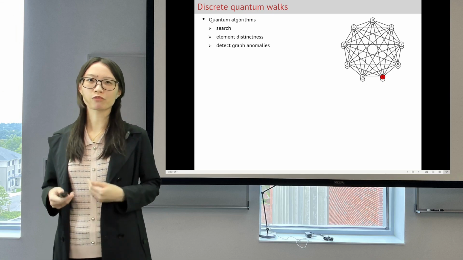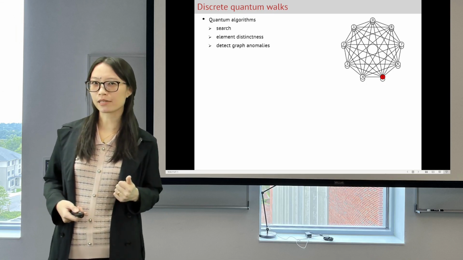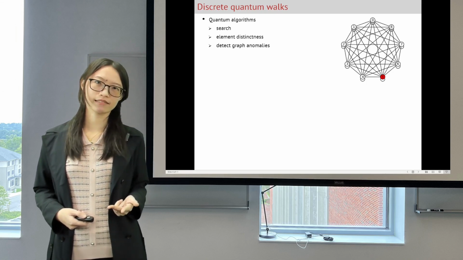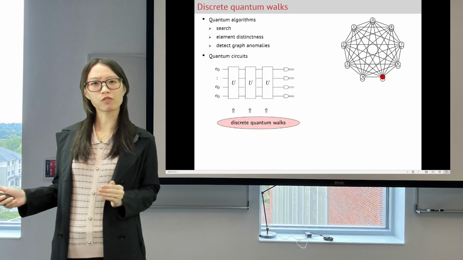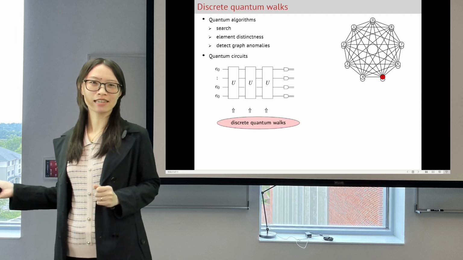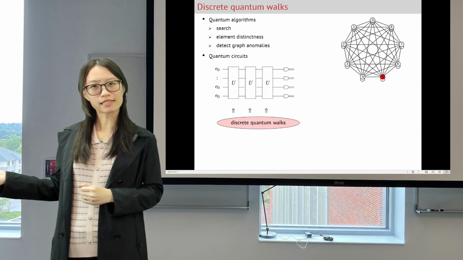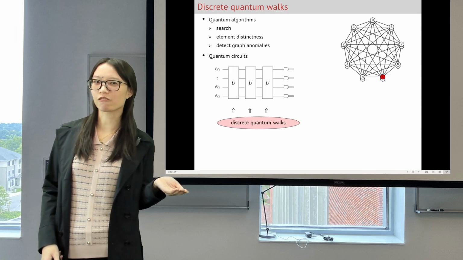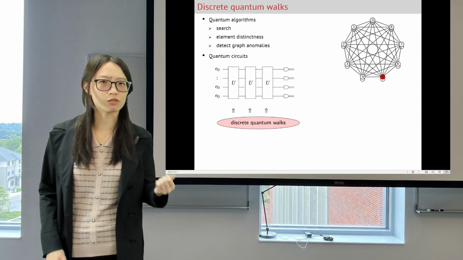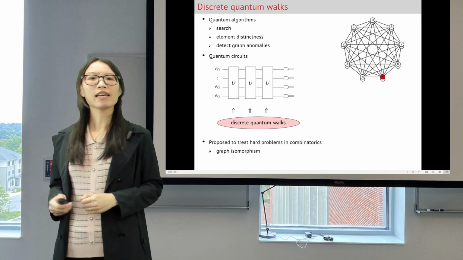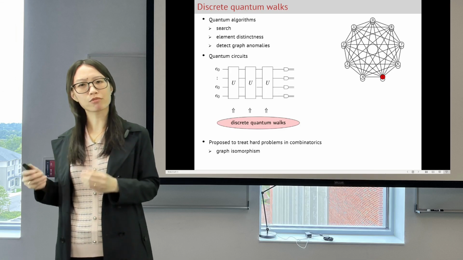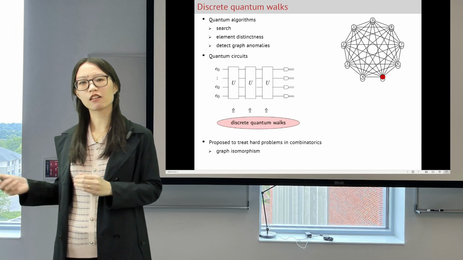They help us solve problems faster, including searching a database, checking if all elements are distinct in a list, and detecting graph anomalies. Another cool thing about discrete quantum walks is that they help build quantum computers. In a quantum circuit, we use qubits instead of bits, and we apply quantum gates instead of classical gates. And many of these gates can be constructed using discrete quantum walks. Finally, people have also used the theory of discrete quantum walks to study hard problems in combinatorics, such as the graph isomorphism problem.